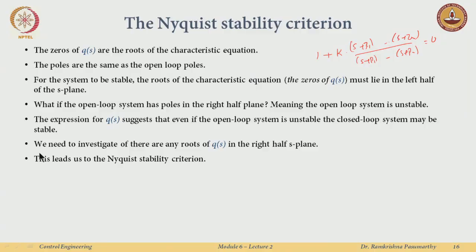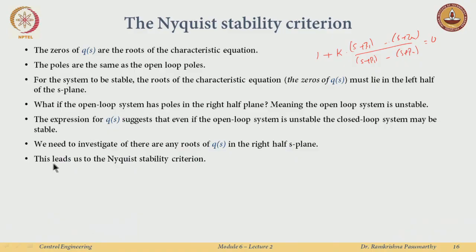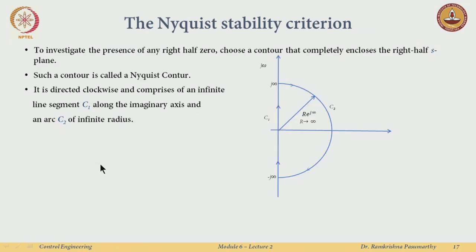Okay. Now what we need to investigate is, are there any roots of Q(s) in the right half S plane, or any of these numerator terms Z1 prime till Zn prime, is anyone sitting in the right half plane? That is what we will try to investigate, and that is what leads us to define the Nyquist stability criterion. So now the encirclements will come into picture, the polar plots will come into picture, and so on.